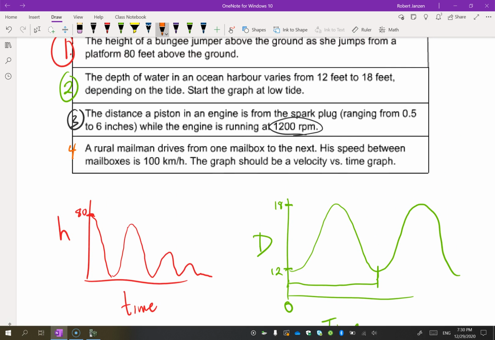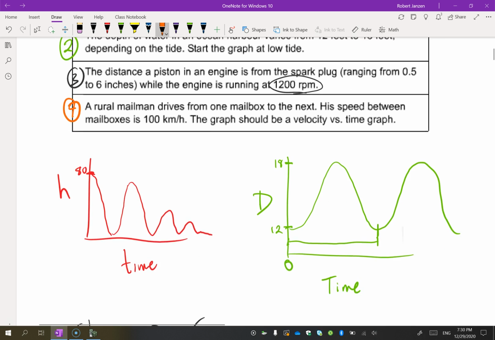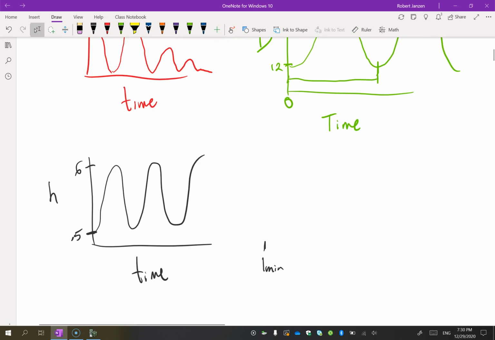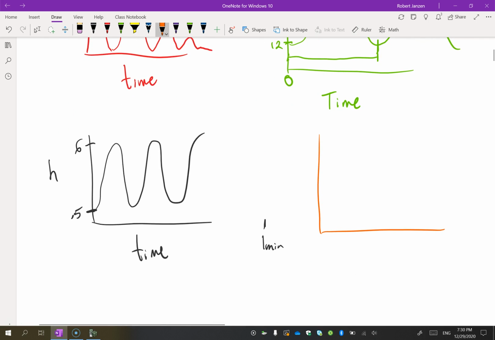Okay, last one. So this is a rural mailman who will drive from one mailbox to the next. So this is going to be velocity versus time. So velocity is like speed. And so if you think about this, this guy is going to be driving around the road, and he's going to get to different mailboxes. Now, they're not going to be equally spread out. So he might be going 100 kilometers an hour, and then he's going to slow down to this mailbox and stop there, put the mail in, and then he's going to speed up again and take off.